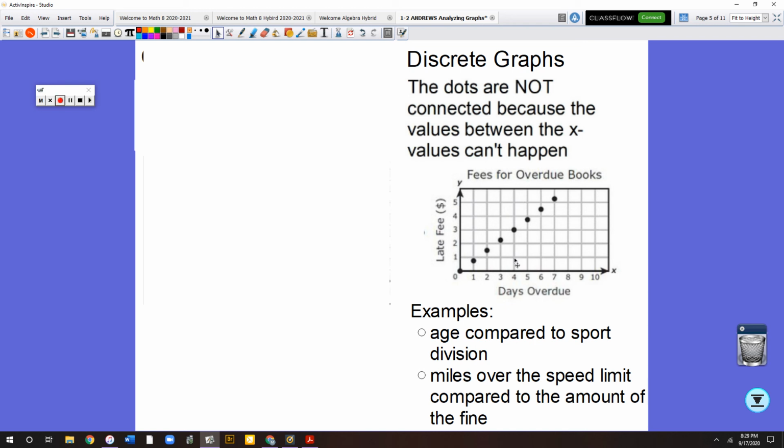All right. This graph is fees for overdue books, measuring the days they are overdue compared to their late fee. Okay, so if you've ever thought about having an overdue book and having to pay a late fee, if the book is 1 day overdue, it looks like it's, I don't know, maybe $1.75, I'm estimating looking at the graph. Okay, but it's not going to be any different if you come in the morning on that day or in the evening on that day. That entire day, that's going to be the fine.